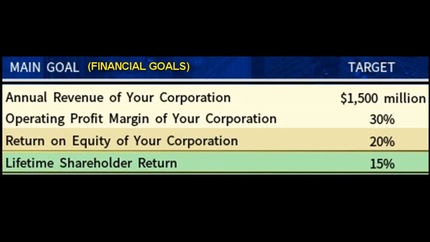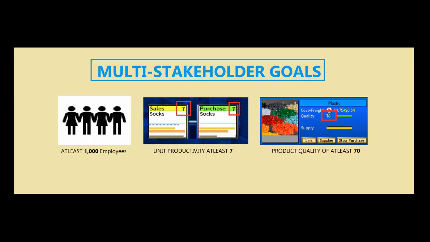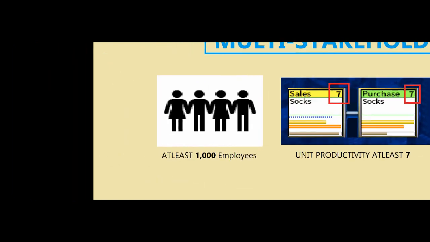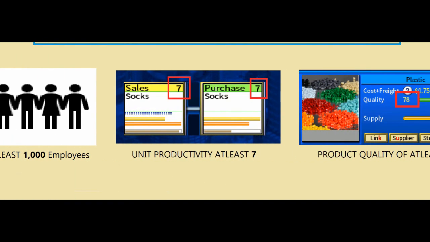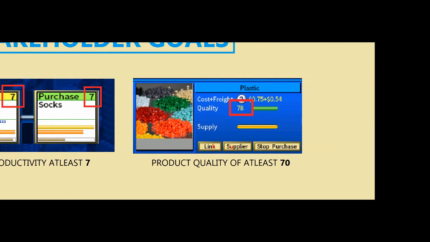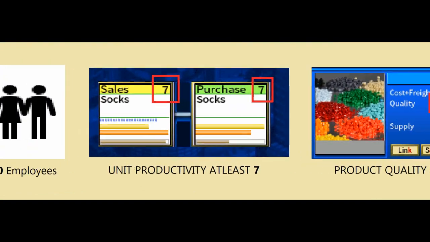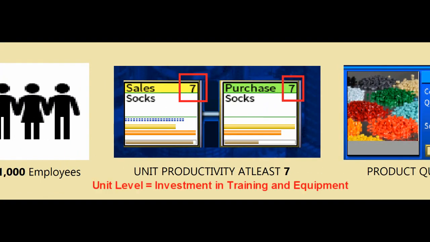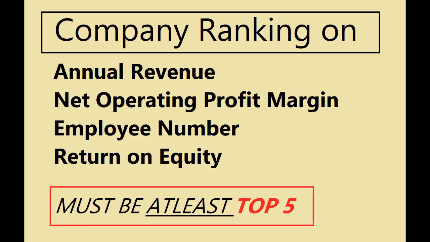For our financial goals, we have annual revenue, operating profit margin, return on equity, and lifetime shareholder return. The targets are shown on the right-hand side of the slide. And multi-stakeholder goals as well, such as number of employees, unit levels, and manufactured product quality. Also take note that productivity levels actually reflect investment in training and equipment. In terms of ranking, the company must be at least top 5.